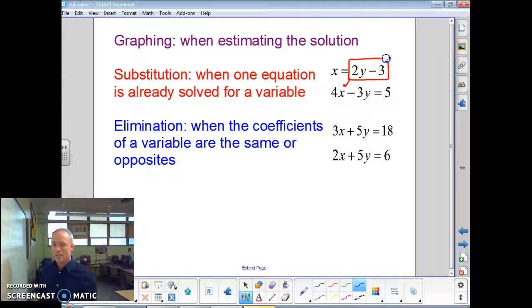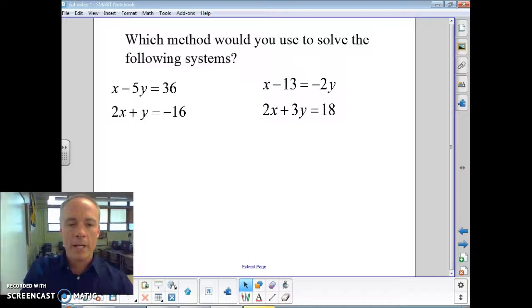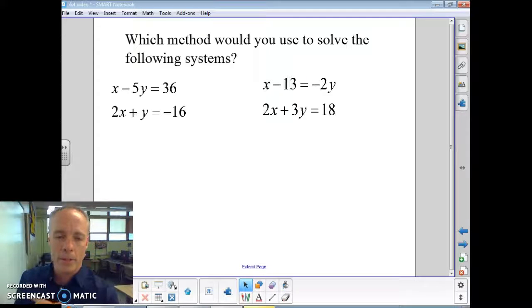Looking at this system of equations, you notice 5y almost looks like a zero pair. All we have to do to make a zero pair is multiply one of the equations by -1, which would create a zero pair with the y. Okay, so now take a look at two examples here.